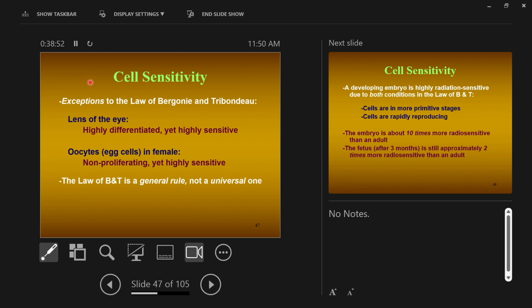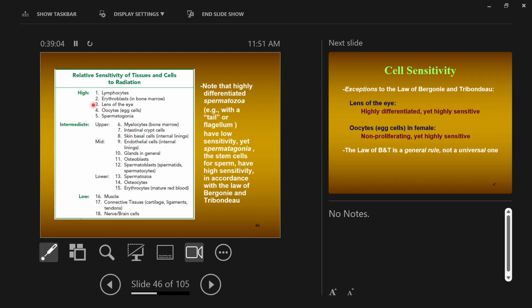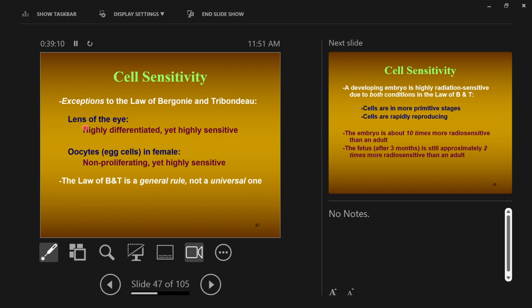So the exceptions to the law of Bergonié and Tribondeau include things like the lens of the eye. The lens of the eye, which if you backtrack, was very highly sensitive. It's up here at the top, okay? However, the lens of the eye is highly differentiated. That should make it less sensitive, but it doesn't. So it's an exception.